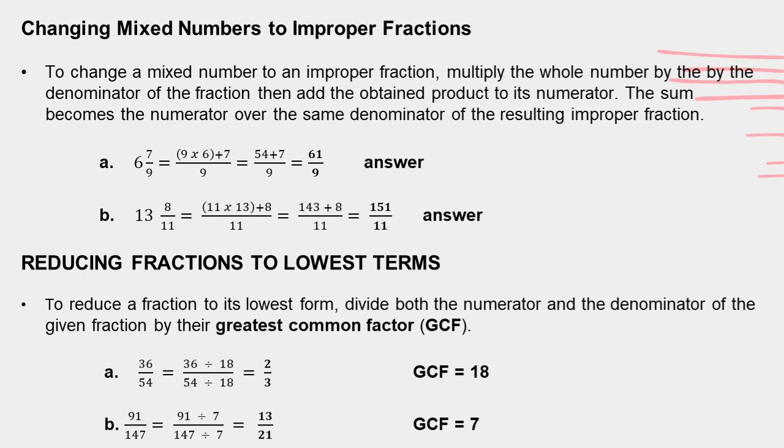So, apply na po natin dahil ang GCF natin ngayon ay 7. So, 91 divide 7 over sa 147 divide 7 ay equal po natin sa 13 over 21. So, this is the answer for example, letter B.